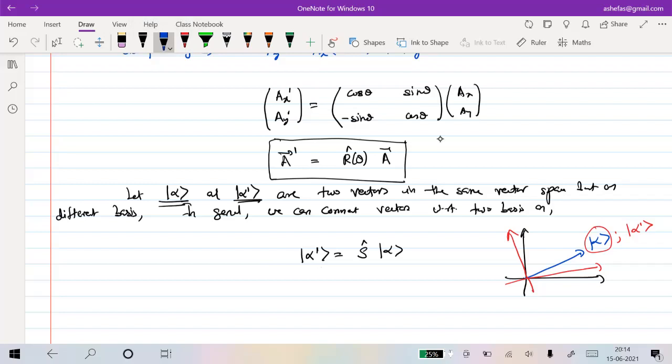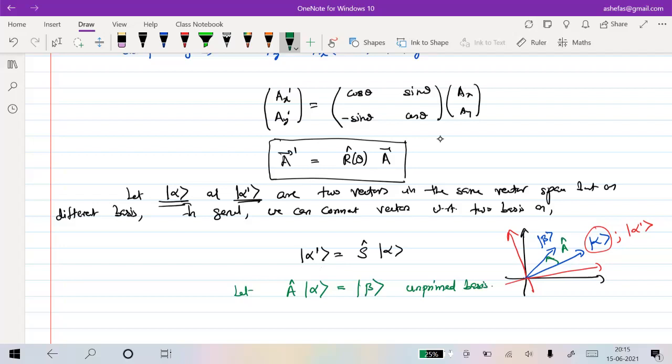Suppose this vector alpha transforms to vector beta by the action of some operation, and that operation I am denoting as operator A. So let operator A acting on vector alpha give vector beta. This mathematical representation we have written in unprimed basis.